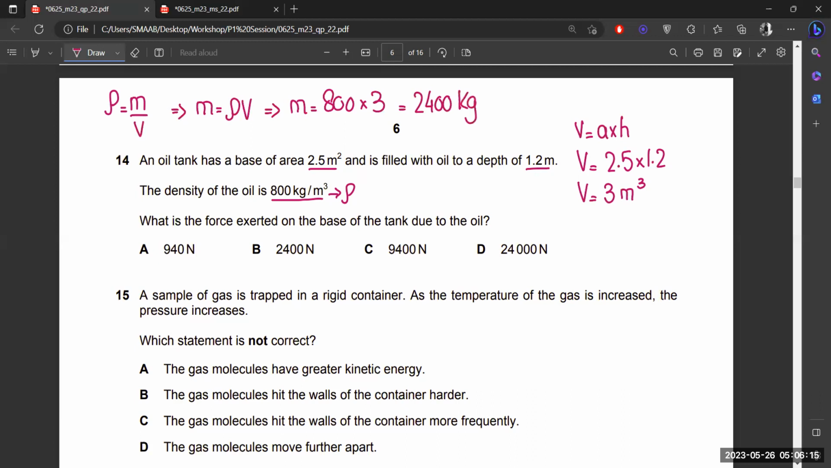So now we need to find out the force. We just need to calculate the weight, because weight is also a force acting downward. On the base, they are talking about the downward force. So just simply calculate by W equals mg. M is 2400 multiplied by 9.8, because that constant value is already mentioned at the top of the instructions.